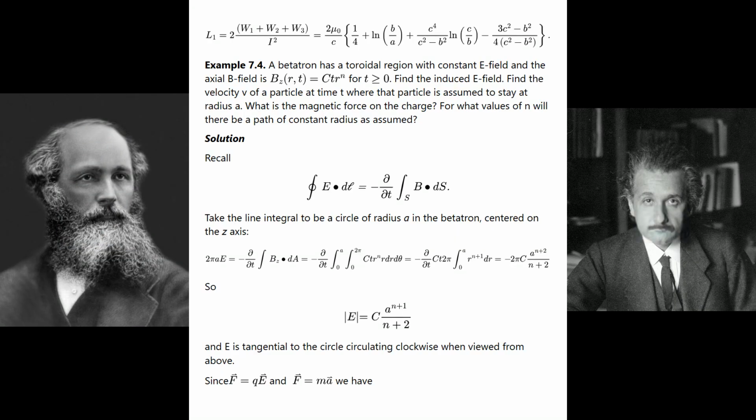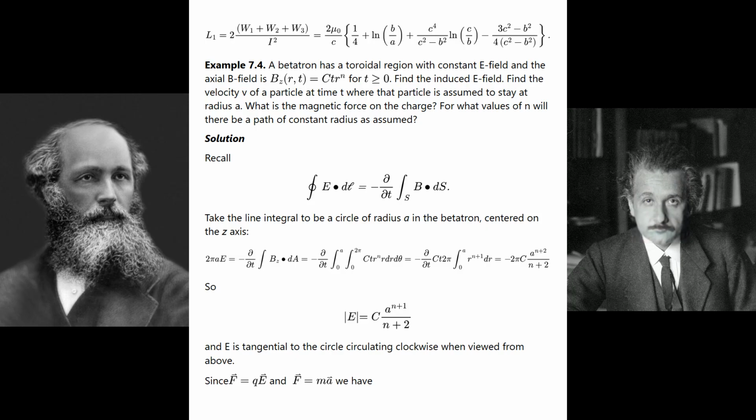Example 7.4. A betatron has a toroidal region with constant E field and the axial B field is B sub z of r, t equals C t r to the nth power for t greater than or equal to 0. Find the induced E field. Find the velocity v of a particle at time t, where that particle is assumed to stay at radius a. What is the magnetic force on the charge? For what values of n will there be a path of constant radius as assumed?